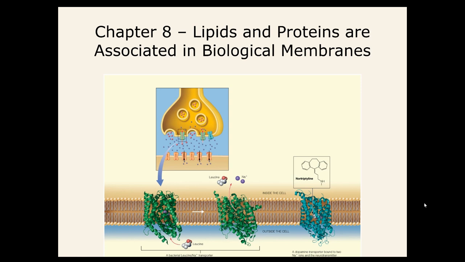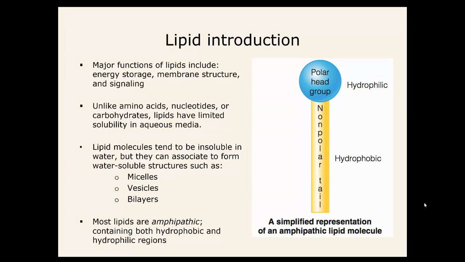Okay, students, we've spent a lot of time talking about proteins, important proteins like transport proteins like myoglobin and hemoglobin. And then we also took a lot of time to talk about enzymes. And now we're going to switch gears and look at another type of important macromolecule in biochemistry that are called lipids. So the main functions of lipids will be energy storage, membrane structure, and signaling.